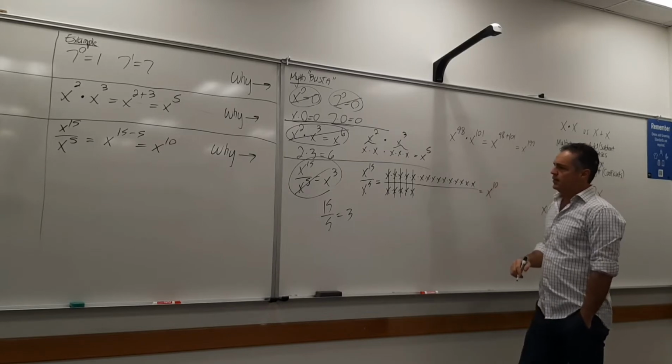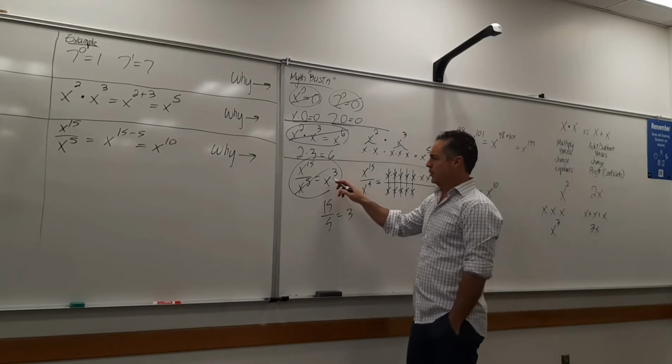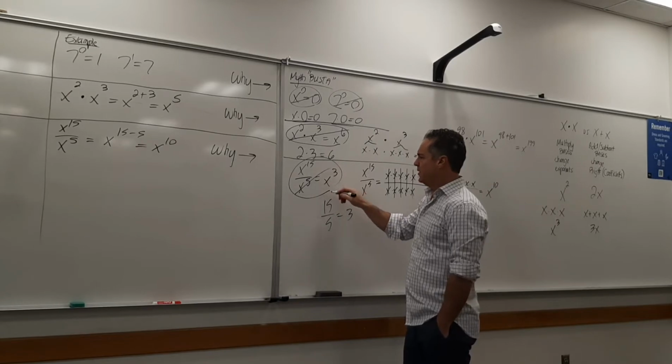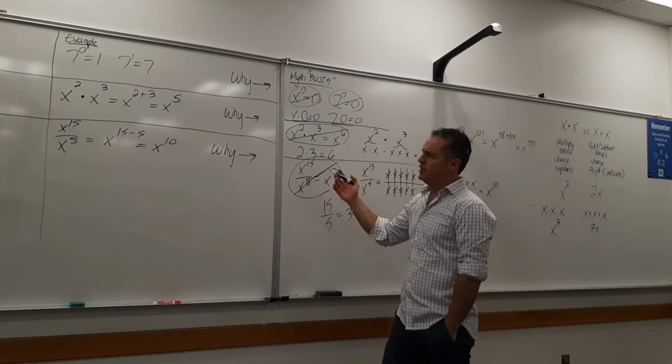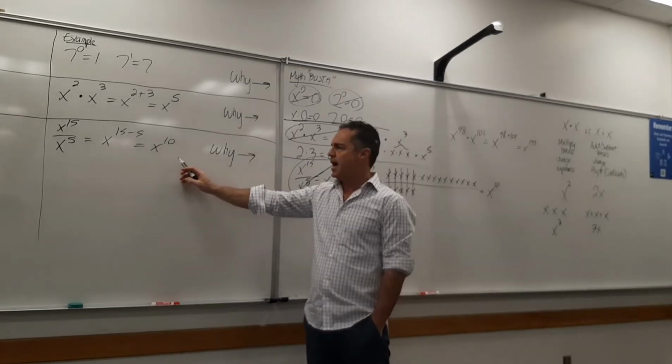And indeed, it does not equal x to the 3rd, okay? We can't divide them. Again, they're not big numbers. It equals what we have here, x to the 10th.